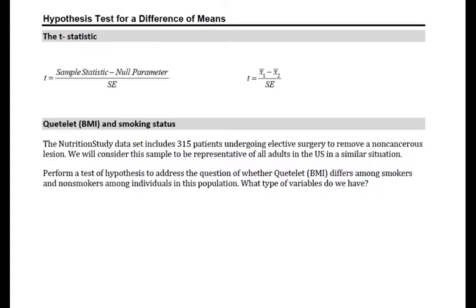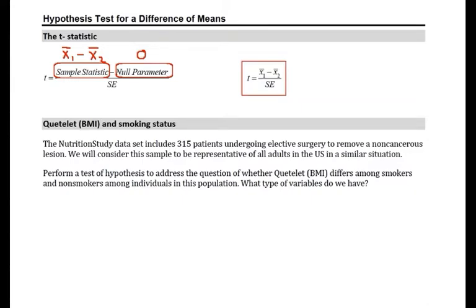A t-statistic is calculated, again, based on this same model of sample statistic minus null parameter or null value divided by standard error. Our sample statistic, anytime we're talking about a difference between two means, is the difference between the two sample means, so x1 bar minus x2 bar. And our null value, what we would set mu1 minus mu2 equal to under the null hypothesis, is going to be 0. And so this gets us a very nice, concise formula for our t-statistic.